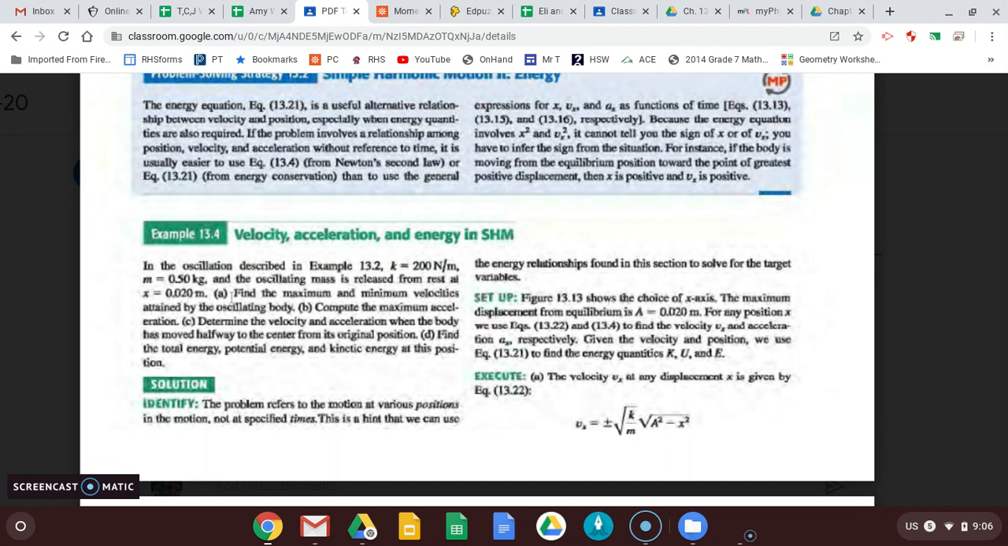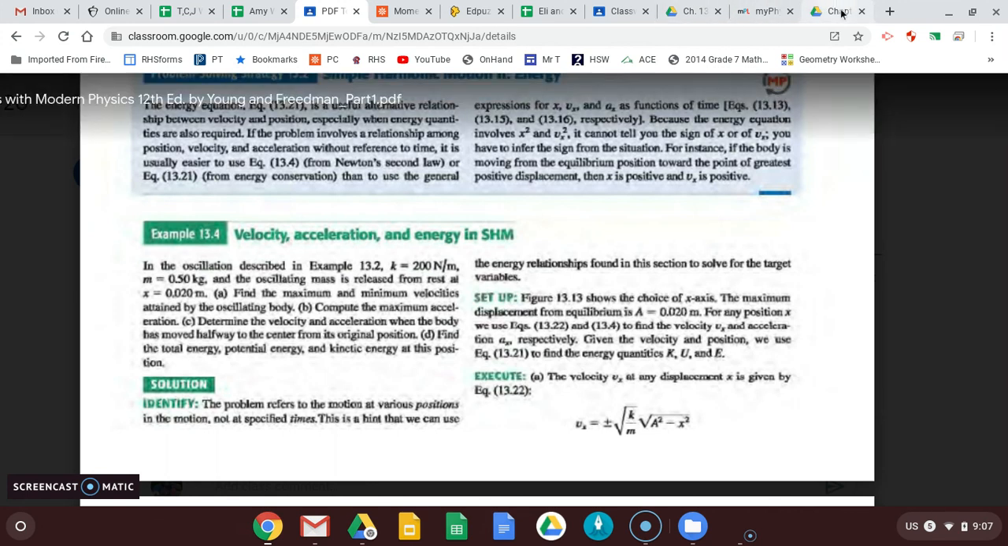First, let's focus on part A. Find the maximum and minimum velocities attained by the oscillating body. So the max and min velocities would occur at the positions through, defining energy from the formula earlier in our notes.